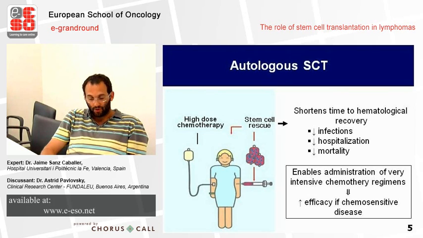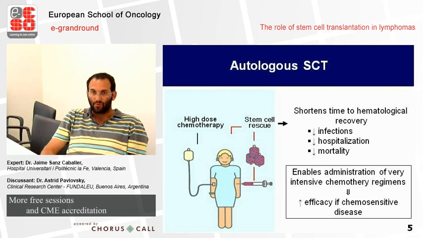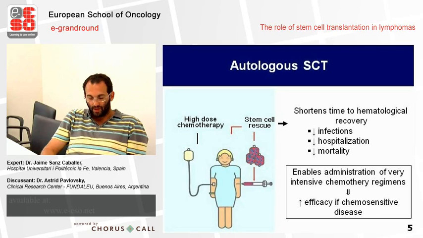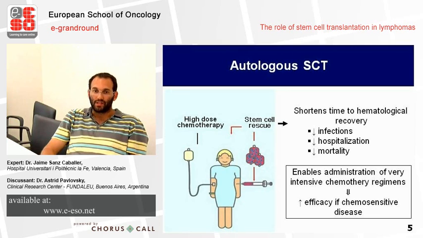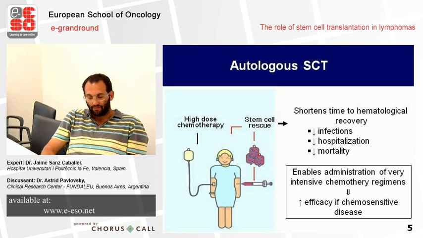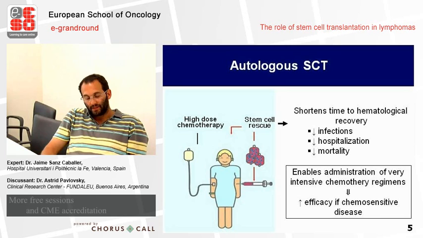The whole point of the transplant procedure and the stem cell infusion is to rescue the marrow from the chemotherapy toxicity and therefore allow the administration of high-dose chemo. This procedure makes sense, therefore, in chemosensitive disease such as lymphoma. Slide number 6.